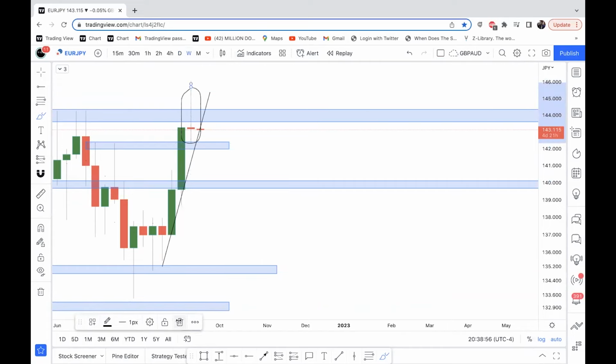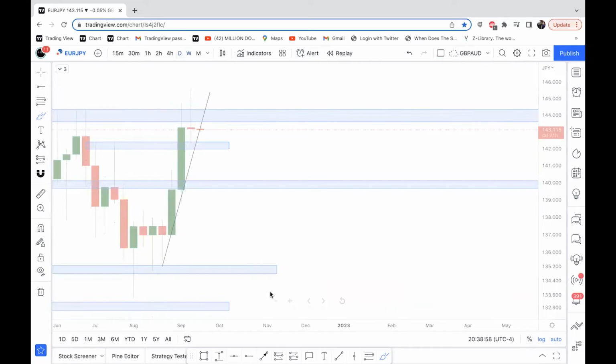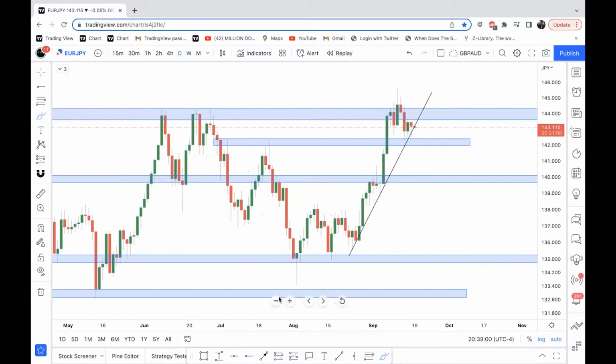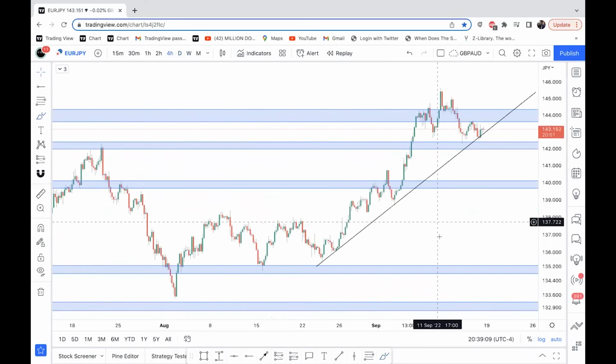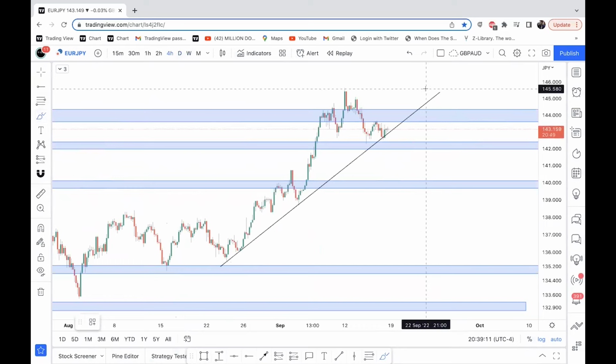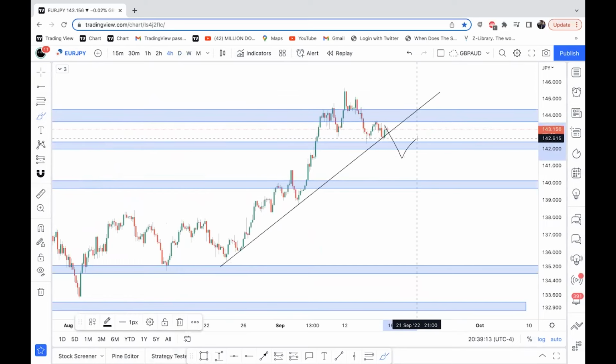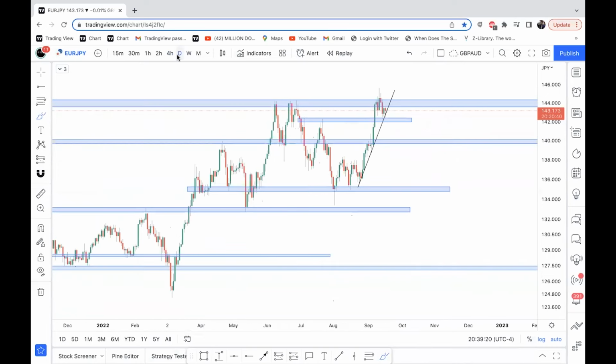Got this doji on the weekly. All right. And now we're hovering around this level of supply. So similar to GJ, I want to see a breakdown. All right. I am looking for this. So if price does give a breakdown of structure, I will look for a pullback or a retest and catch a continuation. That's what I'm looking for on EJ. And if it breaks down, pulls back, maybe retests and continues, I'm looking for it to come down towards 140.